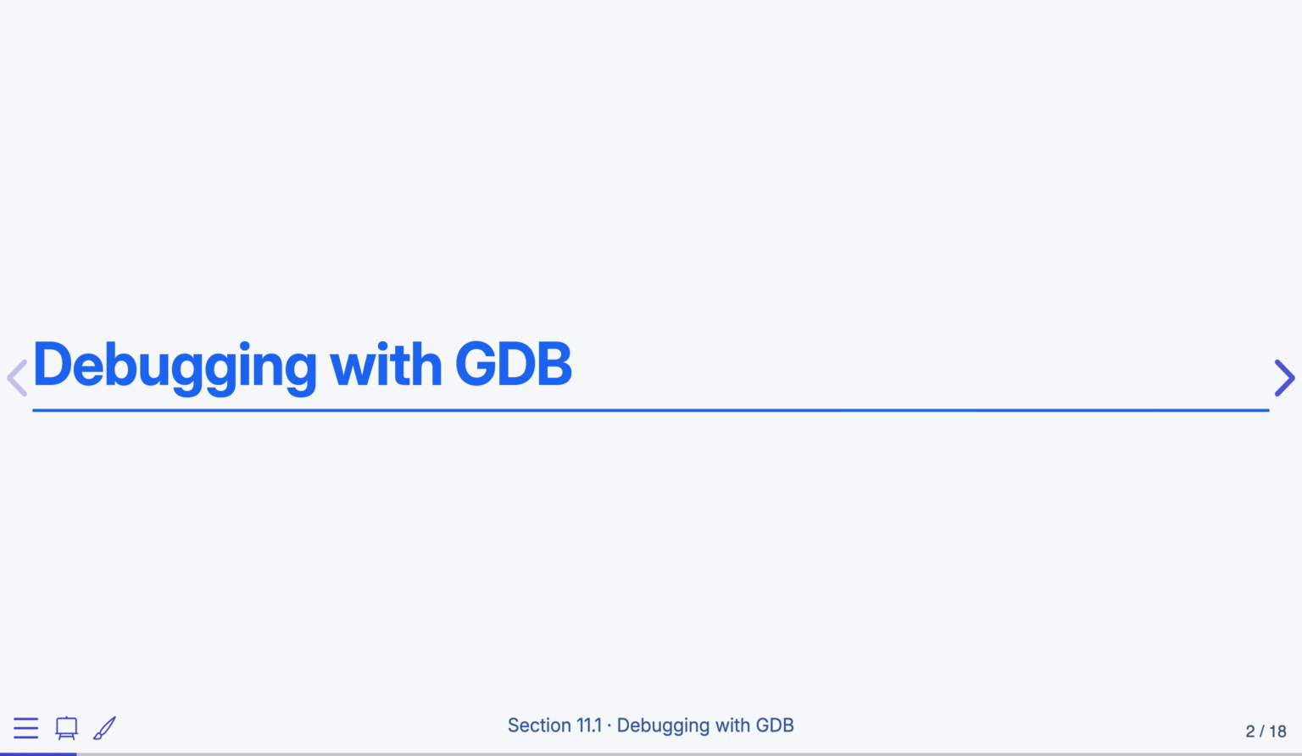Your program crashes with a segmentation fault. You add printf calls, recompile, run again, and narrow the bug down to somewhere between line 50 and line 200. 20 minutes later, you find it. In this video, you will learn a tool that finds the same bug in 30 seconds. It is called GDB, the GNU debugger. Let's get started.